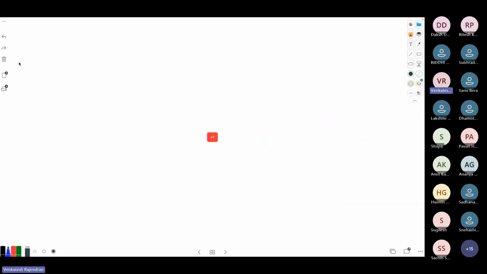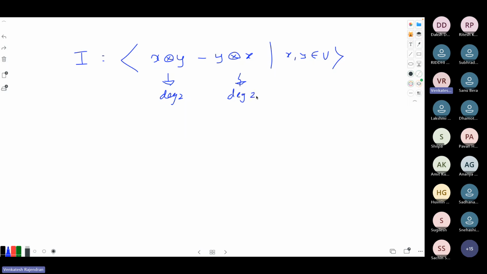Okay. Now what about the ideal that we defined before to define this S(V)? This ideal is the two-sided ideal generated by x tensor y minus y tensor x, where x, y come from V. Note that the degree of these terms, both are 2. So this ideal is indeed a graded ideal. That means if you go modulo this ideal, you again get a graded algebra.